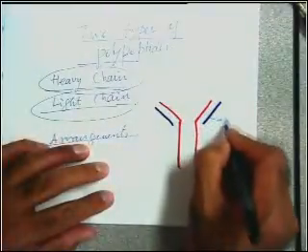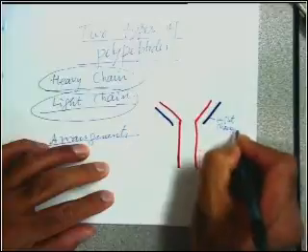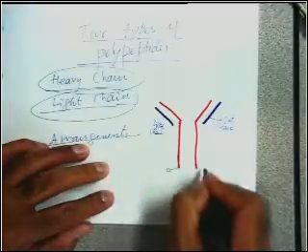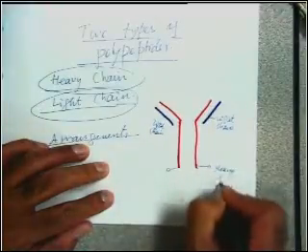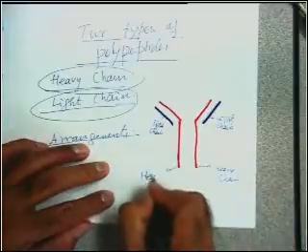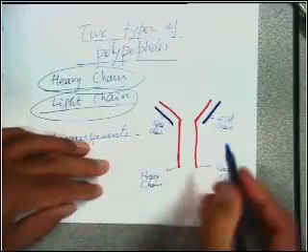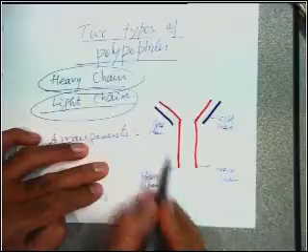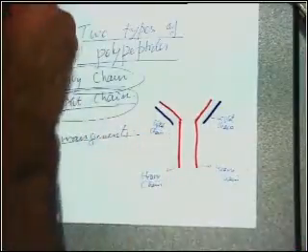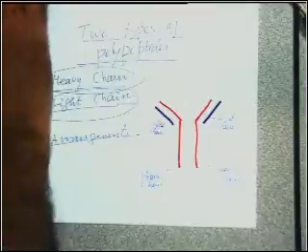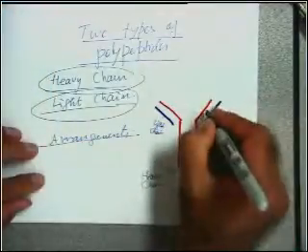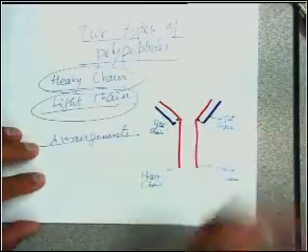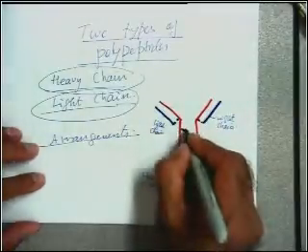This is a light chain molecule, and this is a heavy chain molecule. So this is one heavy chain, one light chain, and then another heavy chain and light chain, and they are linked with a disulfide bridge. I'll put it like this, here, and this one is here.